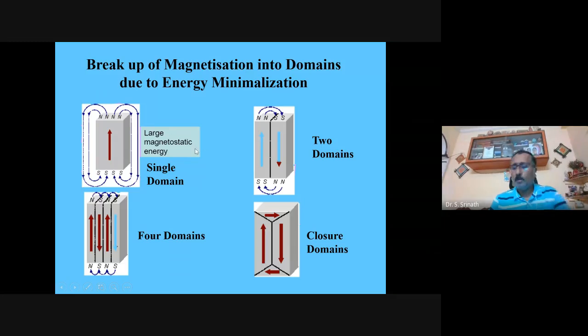So there is no magnetostatic energy. I'm not saying that there's no magnetic energy. There is a magnetic energy. I mean, there is of course exchange energy. There is also anisotropic energy, but that is constant. I'm not changing that. Those values are the same.